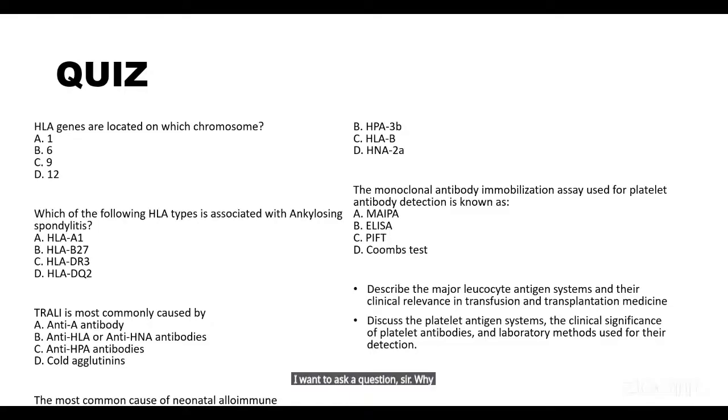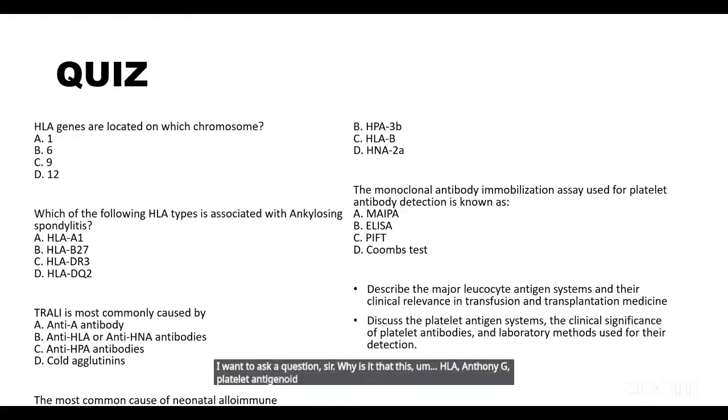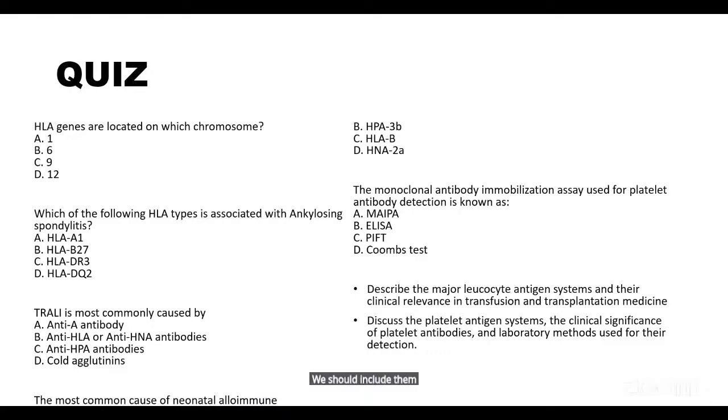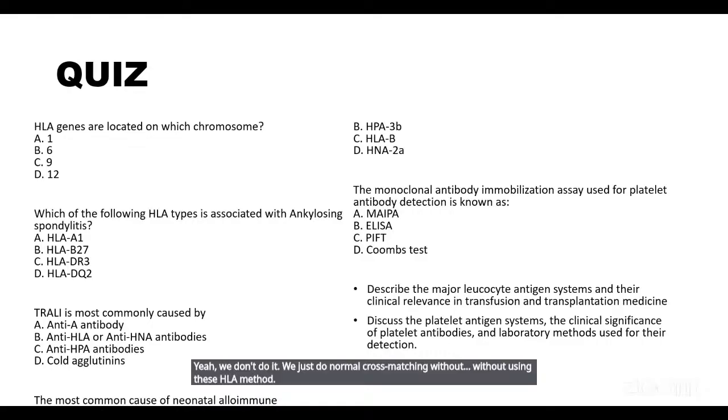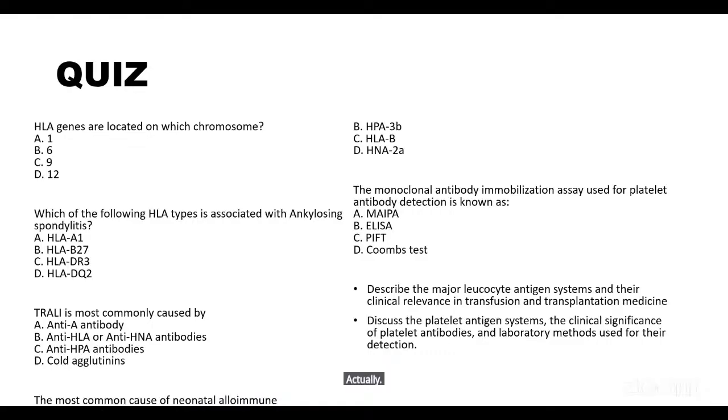Why is it that HLA antigen, platelet antigen, all this, there are significant indications that we should include them in transfusion science, but in screening for blood donors, we don't do it? We just do normal cross matching without using this HLA method.